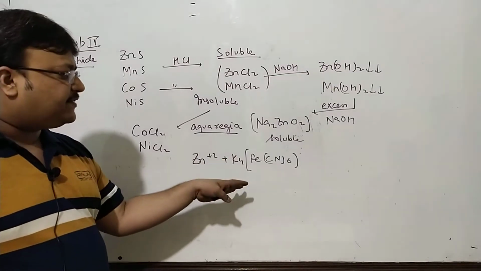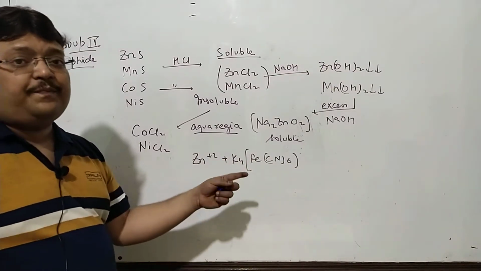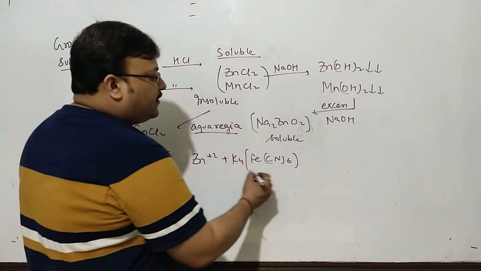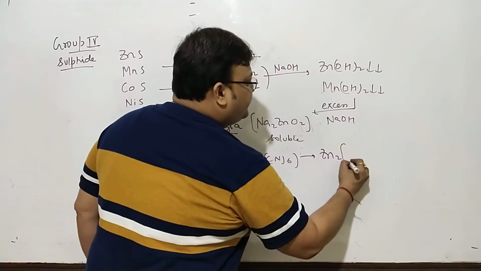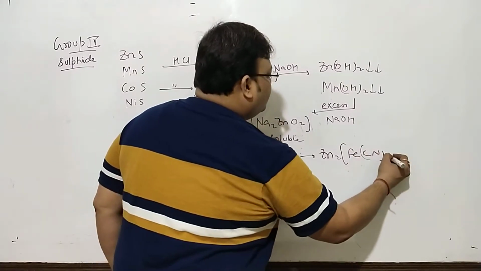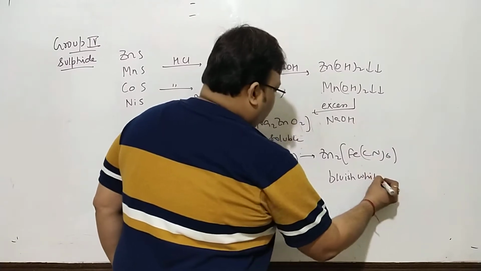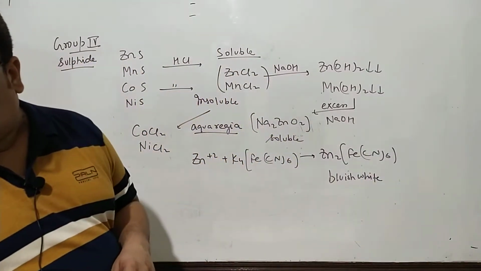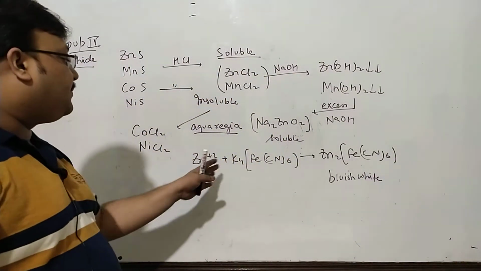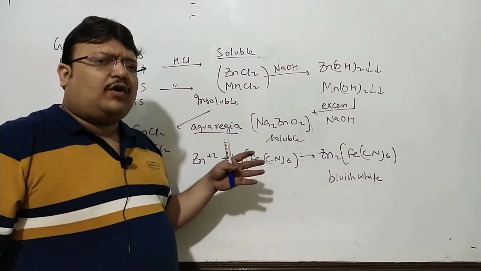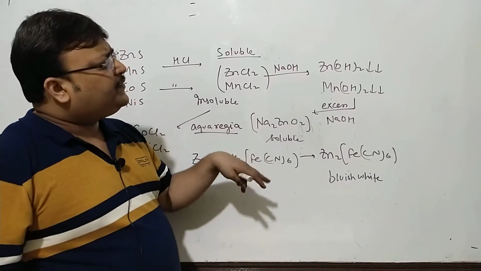So this was testing copper, chocolate brown, iron, ferric, Prussian blue, and with zinc, Zn2[Fe(CN)6] is bluish white. So this is going to give you a confirmatory test for zinc as well, bluish white color. We'll talk about some dry test of zinc as well.